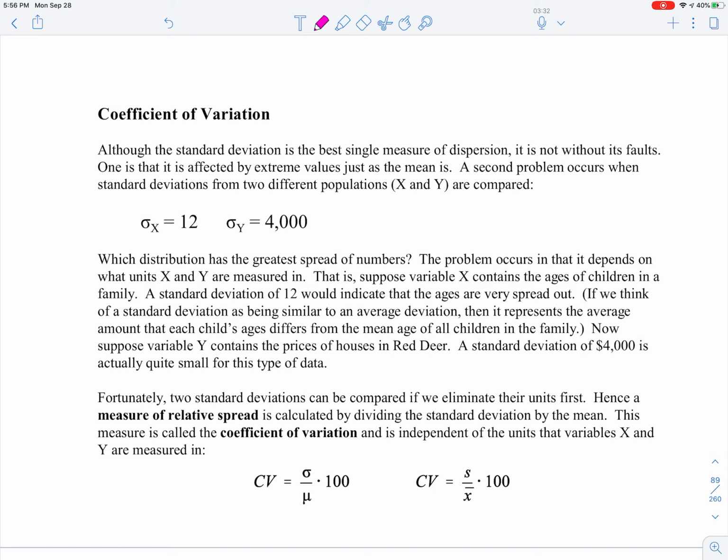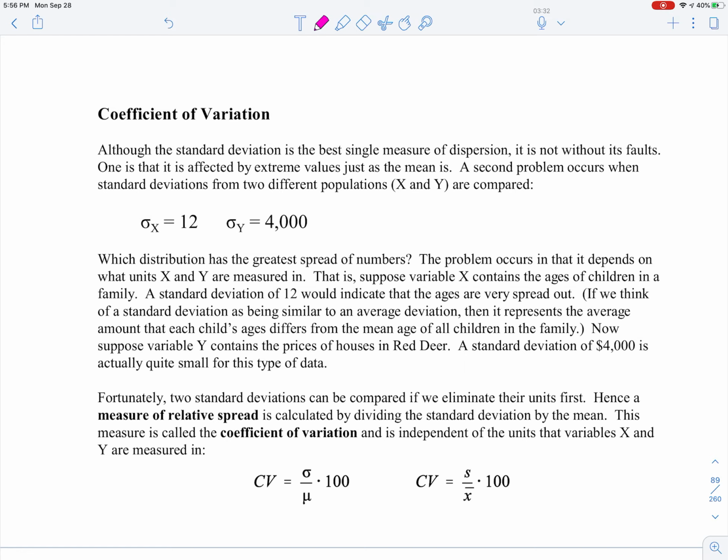Another problem is that you can't just look at the magnitude of the number and compare one standard deviation to another unless they're in comparable units. Let me give you an example. Suppose I've got two populations and the standard deviation of x is 12 and the standard deviation of y is 4,000. Which one is more spread out? Well, you'd say y is more spread out, but it really depends on the magnitude of the numbers that you're dealing with. For instance, suppose that x represents ages of kids in a family. 12 would be a huge standard deviation.